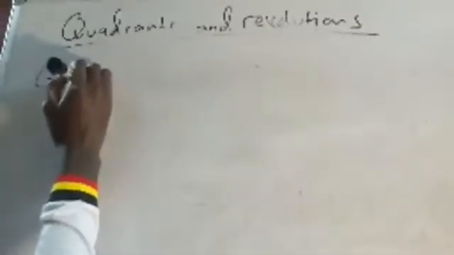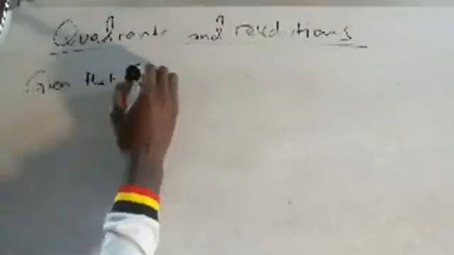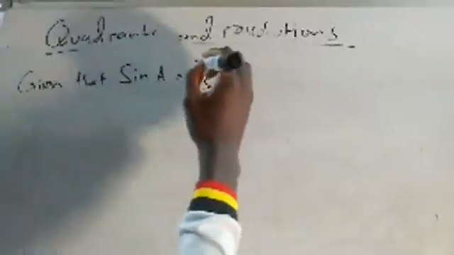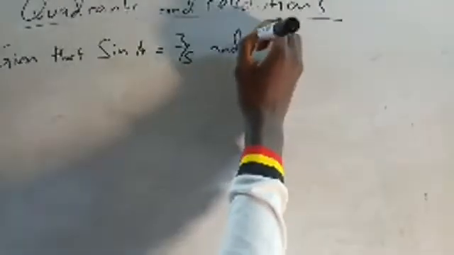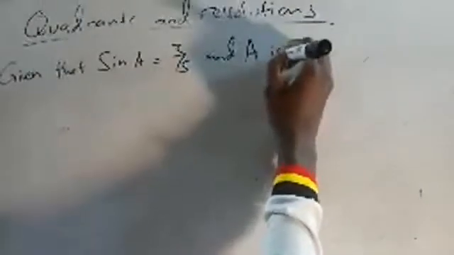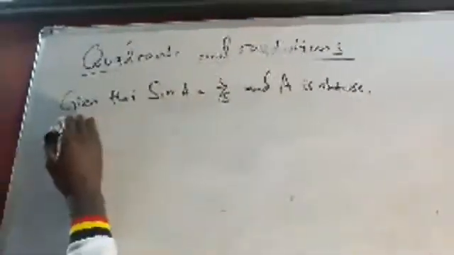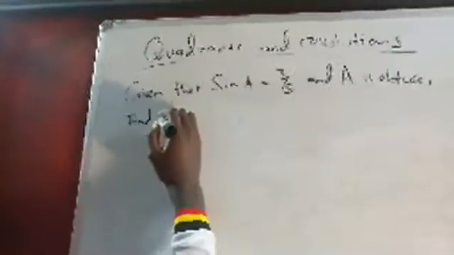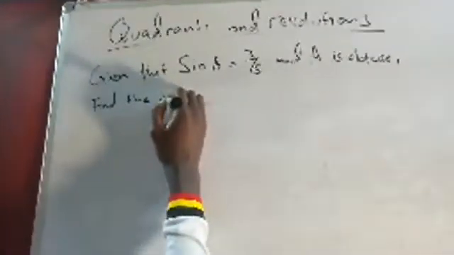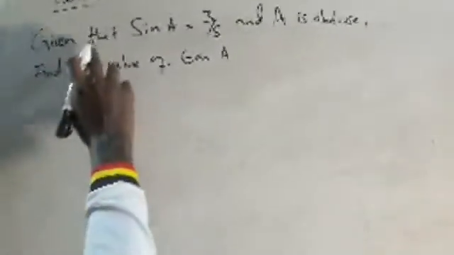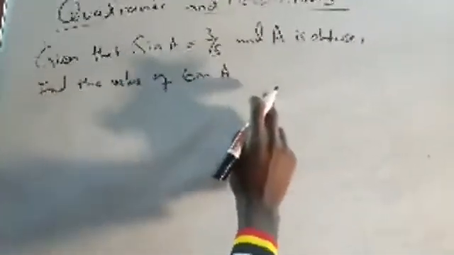Given that sine A is equal to 3/5 and A is obtuse, find the value of tan A. They have told us that sine A is equal to 3/5 and A is obtuse.